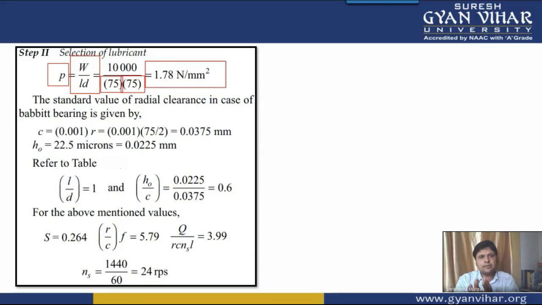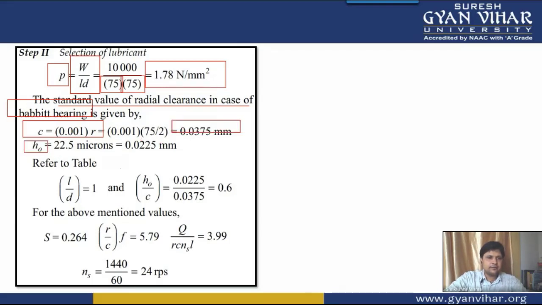Now, near to that L by D ratio, the designed value of L by D that we have taken, which is 1. Based on that, we have calculated the value of the length of the journal. So this is the beauty of the design subject. Then again we have calculated the value of the unit pressure. Now the standard value of radial clearance in the case of Babbitt bearing is given by this formula, and putting these values we have calculated the clearance.